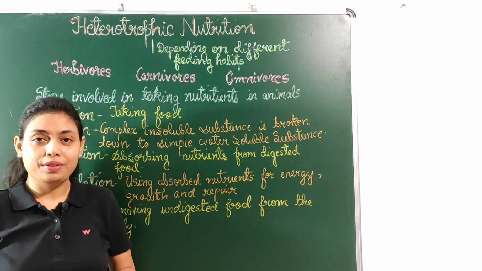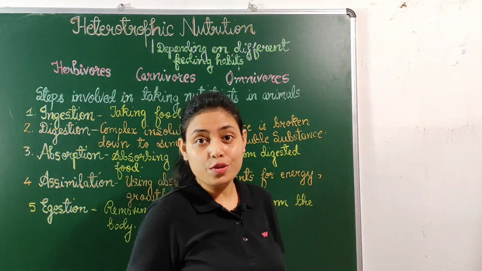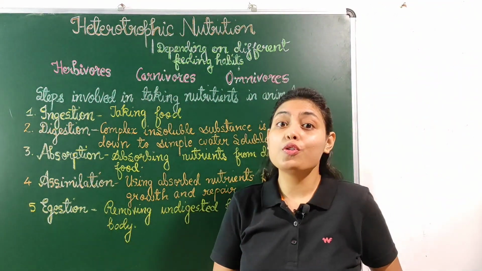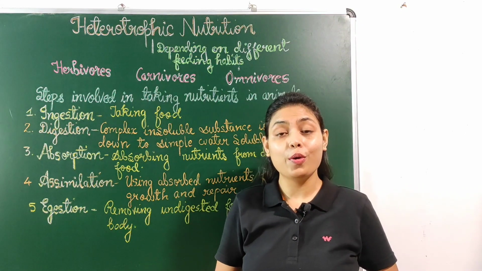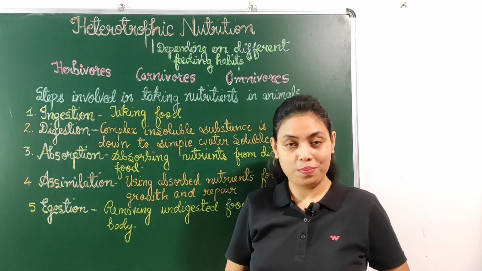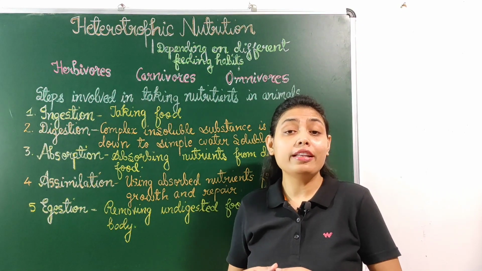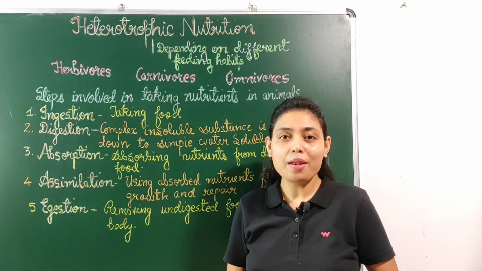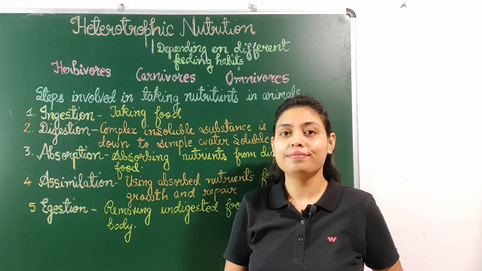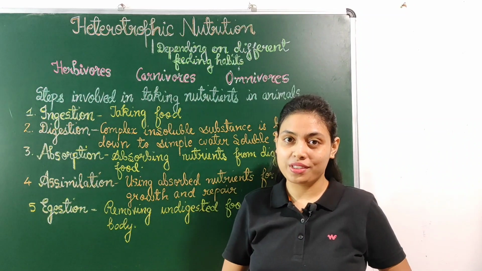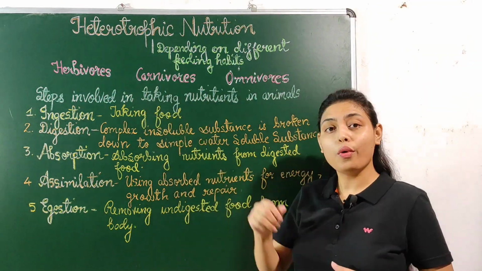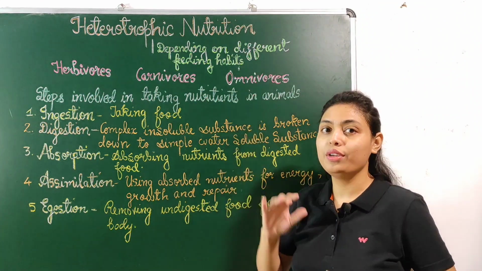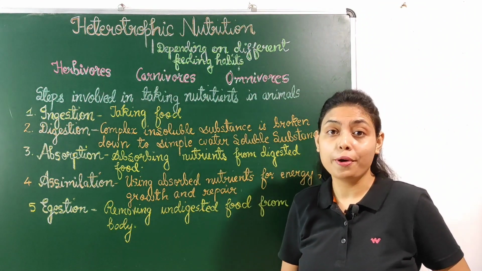Heterotrophic Nutrition. We know that who are called heterotrophs? The animals that feed on plants or other animals are known as heterotrophs. Depending on the feeding habits, animals can be classified into three main groups: herbivores, carnivores and omnivores.